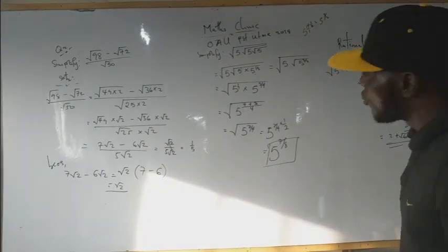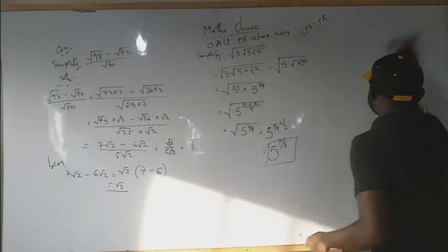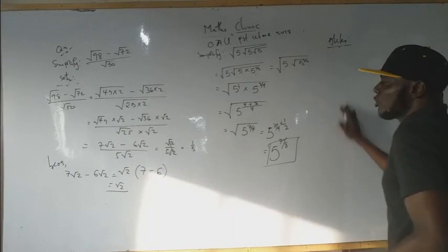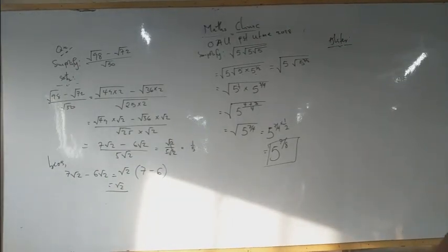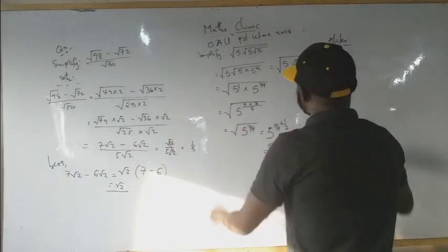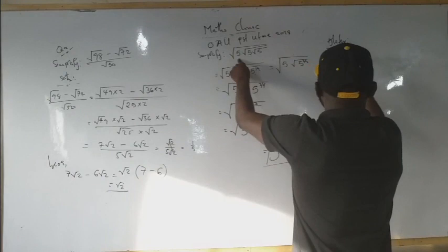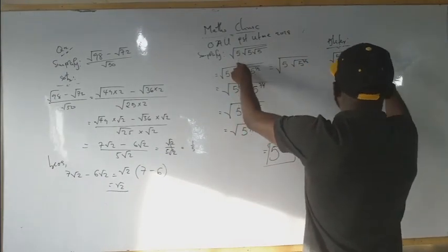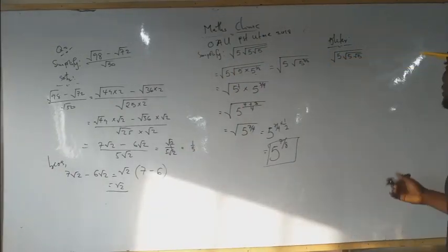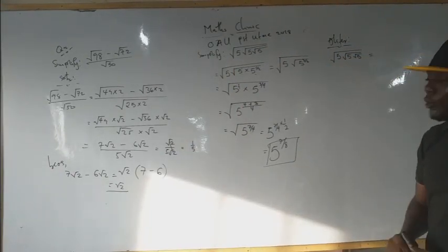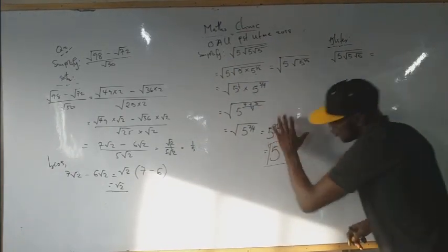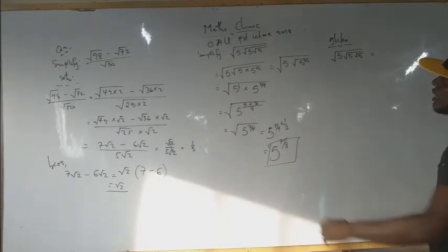Okay, now let's go to the alternative. A liter means alternative. Simply known as method 2. Method 2. So we have root 5. What will be the answer? Very simple. What I want to do now is just write the answer directly. Okay? Let's assume that we don't even know what the answer is.